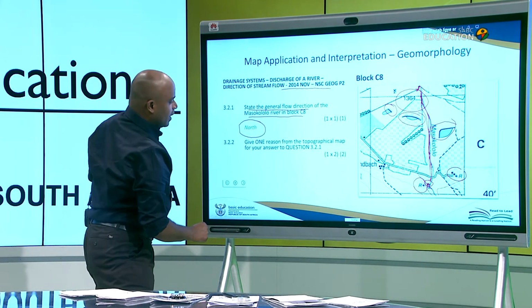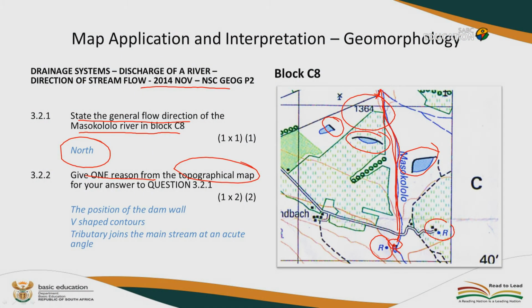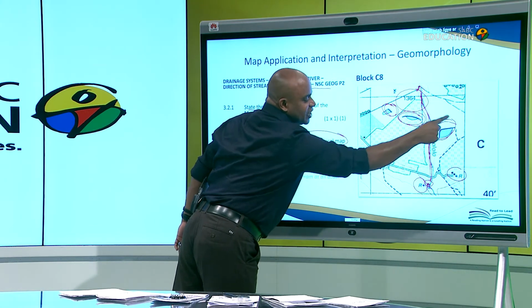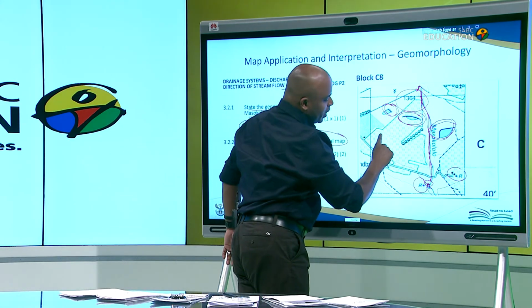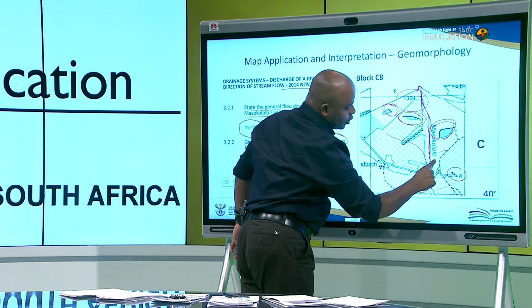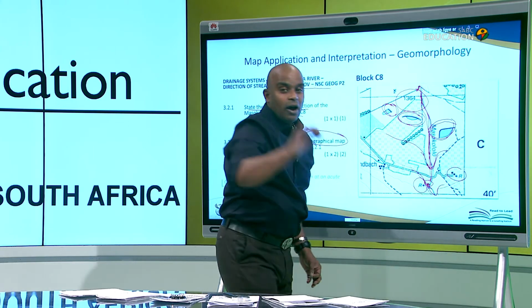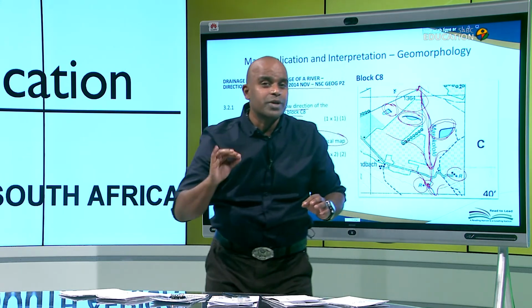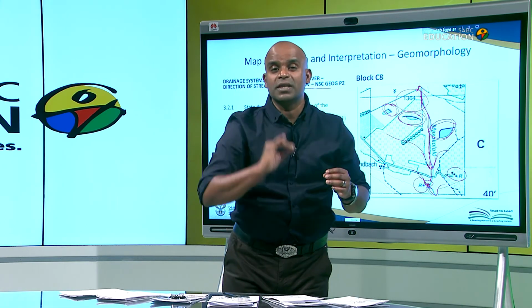In this particular example, give one reason from the topographical map. Your answers are as follows. The position of the dam wall. Again, let me reiterate that answer: the position of the dam wall faces in the direction of the lower height. The V-shaped contours. In this example, note that there's your contour, and notice the V shape. The V shape always points upstream. This is crucial. When you're looking at the contours and it has a V shape, the V shape is always going to point upstream, which means that the river or stream flows in the opposite direction.